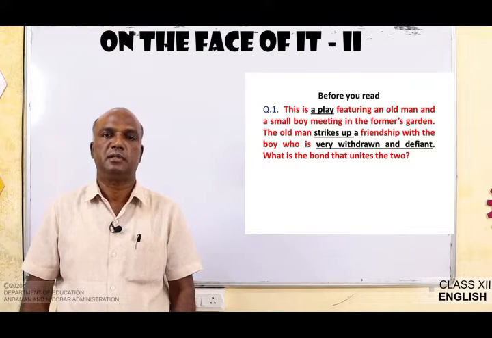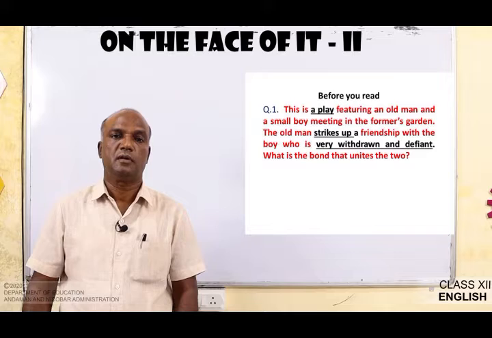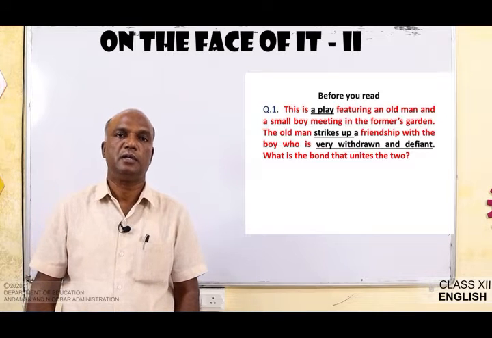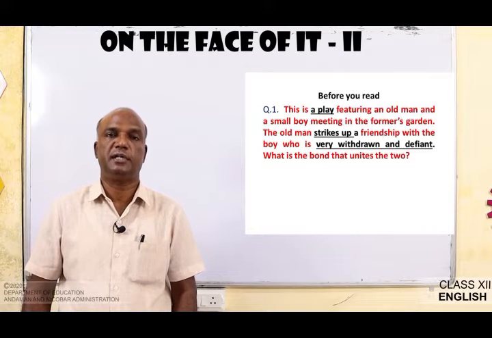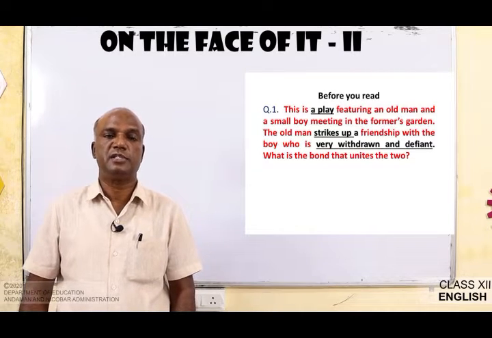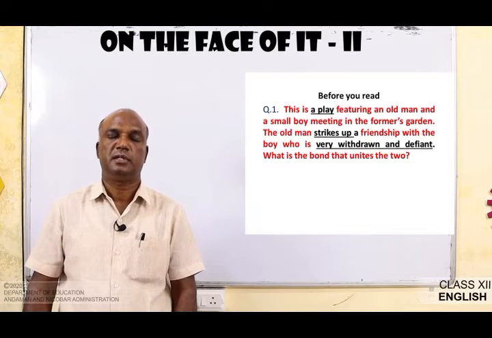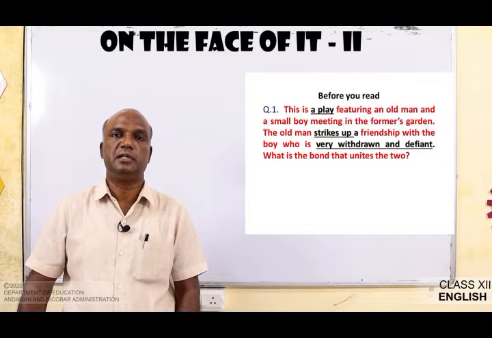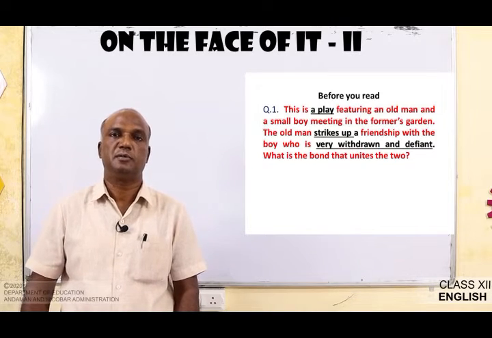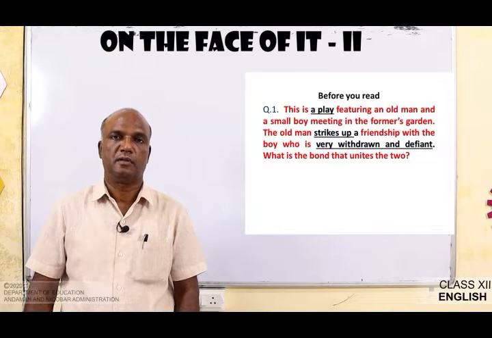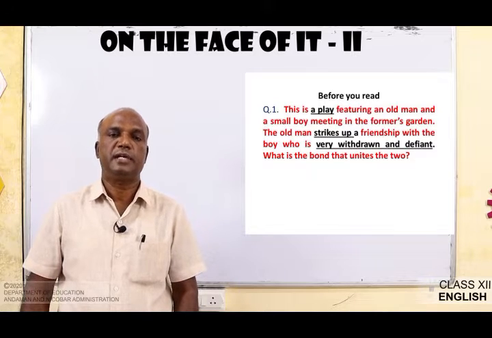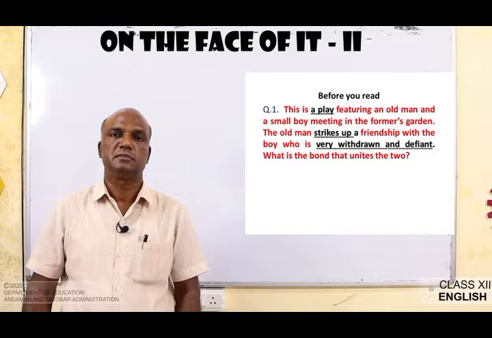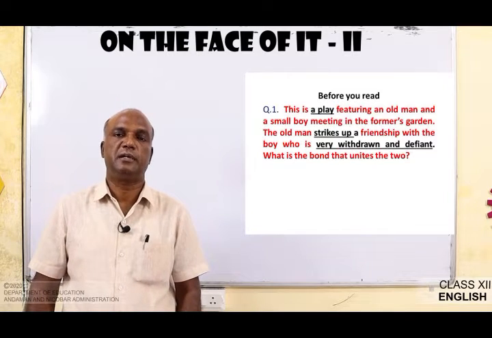Just as we have discussed, the words are highlighted in this module. Strikes up a friendship with the boy who is very withdrawn and defiant, that boy's attitude. And the question is, what is the bond that unites the two? That old man strikes up and he succeeds in making friends with that boy. How? What was that? That we will see. So, how can we say that the old man was successful in making him a friend?